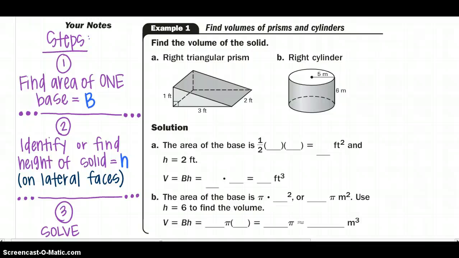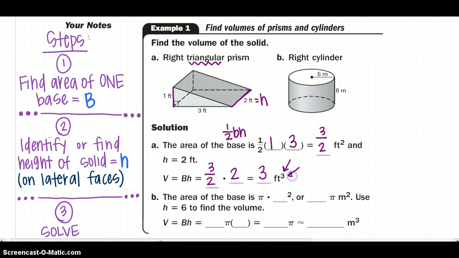Looking at example 1, it's a right triangular prism. The base is a triangle, so I would take 1/2 base times height. So 1/2 times 1 times 3 gives me a base area of 3/2 feet squared. I know my height from base to base of my solid is 2, so I'm going to multiply my base area, which we found, times 2, my height, which gives me 3 feet cubed. Notice our volume units.